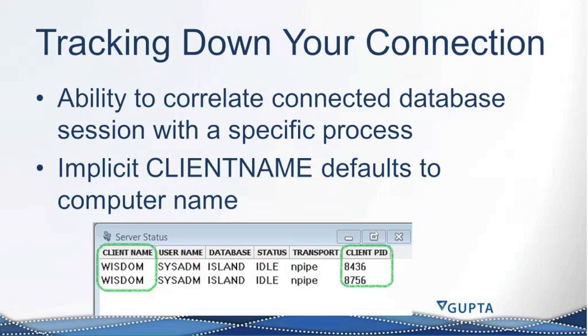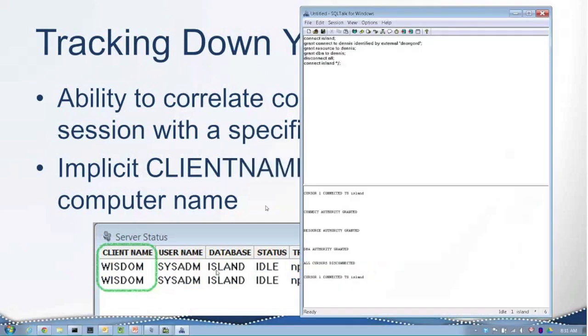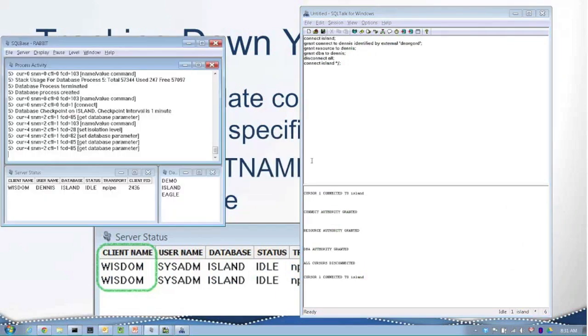And what I've already alluded to is, if you have a problem with a particular client, you have the ability to track it back to the user. Because I didn't specify a client name in the SQL.ini, it now defaults to the computer name, and we have the client process ID, which you and I know is this version of SQLTalk.